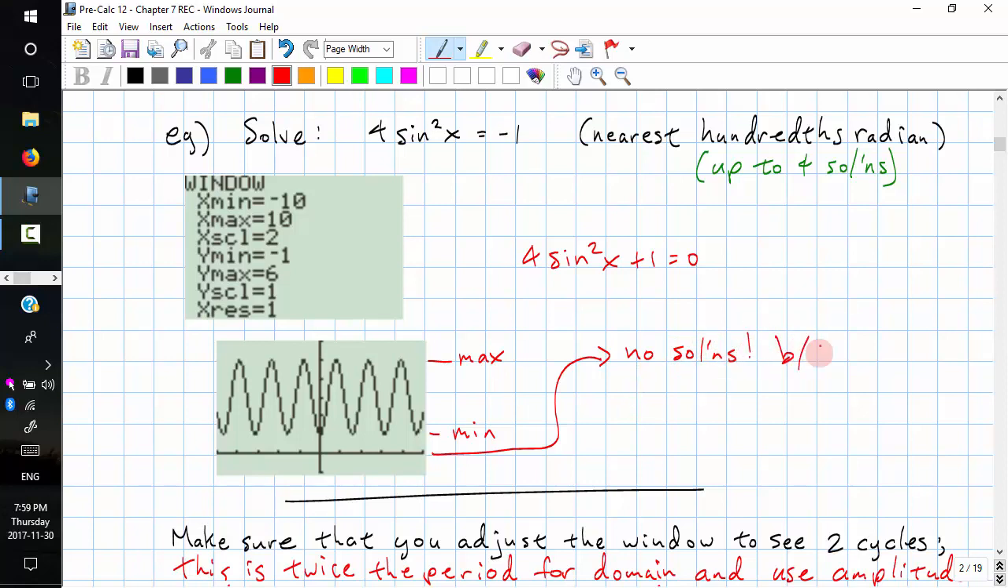That's because 4 sine squared x plus 1 is always positive. That means it's greater than 0, not greater than or equal to 0.